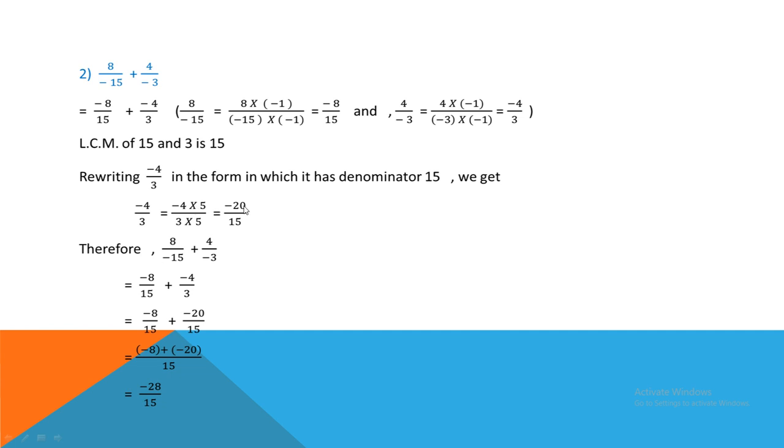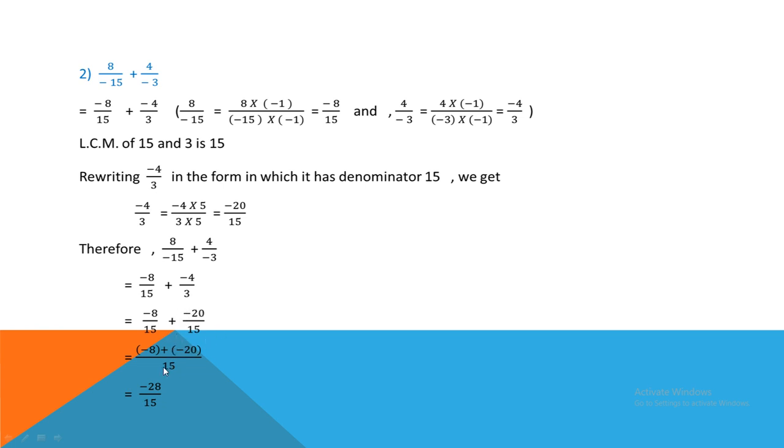We get minus 20 upon 15. Clear? So therefore the required question is this one. Okay, we changed it to this one. In the next step we changed this minus 4 by 3 into minus 20 by 15.